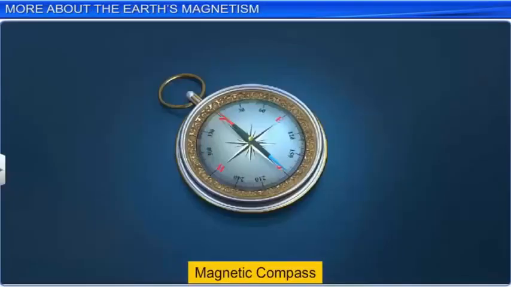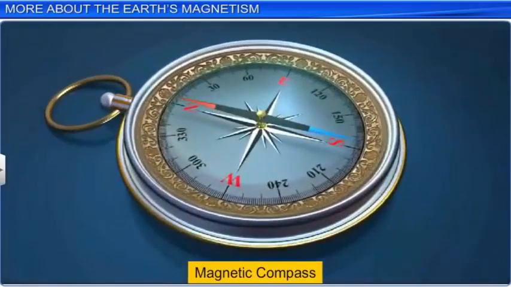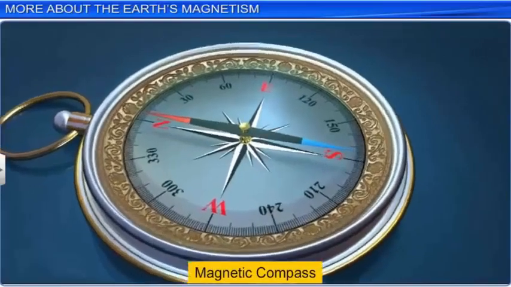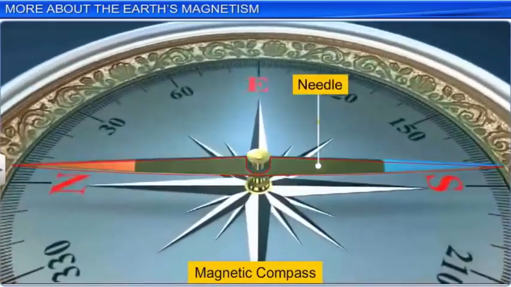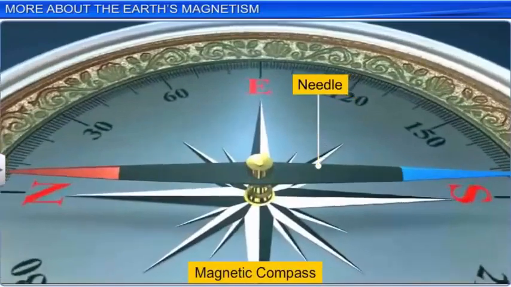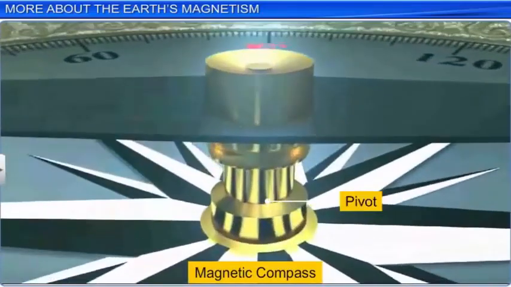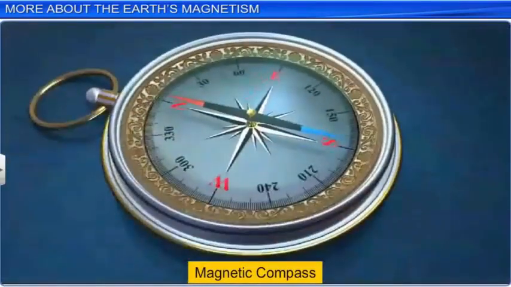First, let us learn about the magnetic compass. A magnetic compass or compass needle is used to find the direction of a magnetic field at a given point in a horizontal plane. It essentially consists of a magnetic needle which is placed on a pivot in the horizontal plane. Thus, a magnetic compass can move only in a horizontal plane.